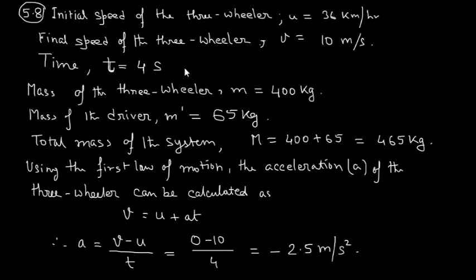Initial speed of the three-wheeler is 36 km per hour. The speed of the three-wheeler in meter per second is 10 meter per second. Time is equal to 4 seconds. Mass of the three-wheeler is 400 kg. Mass of the three-wheeler driver is 65 kg. The total mass of the system m is equal to 400 plus 65, that is 465 kg.